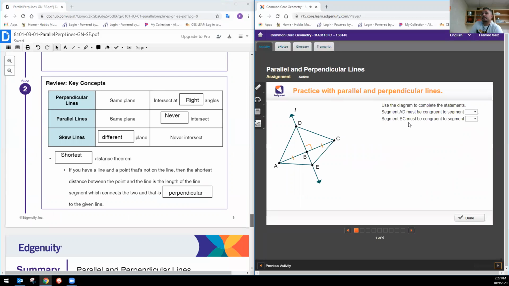Identify the congruent segments. Okay, using the diagram to complete the statements, segment AD must be congruent to segment, let's see, that's going to be CD, right? Because it's CD, A, and these ones are going to be the same. So segment AD must be the same as DC. Okay, segment BC must be congruent to segment BA or AB.